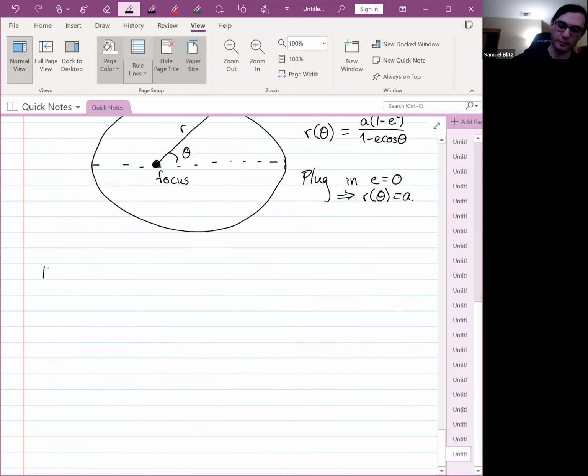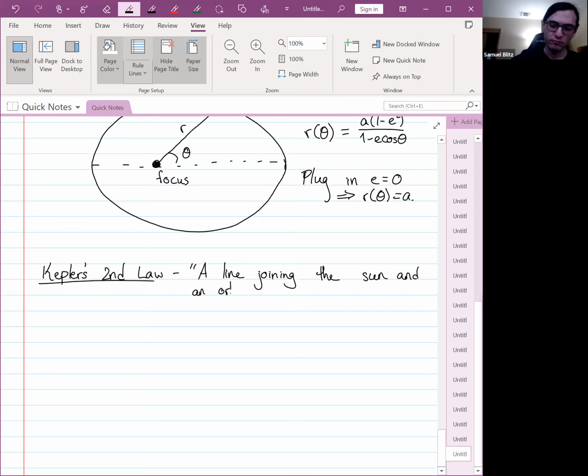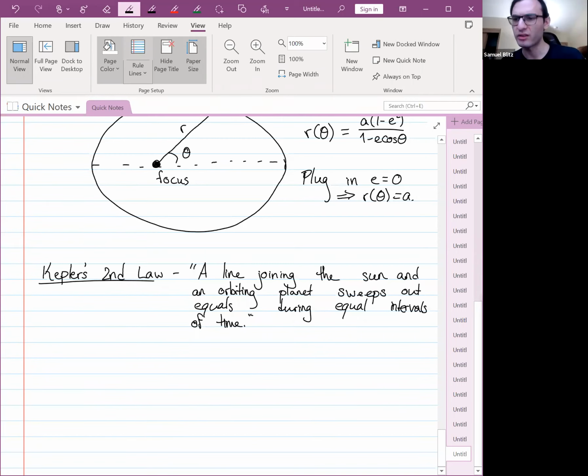So what about Kepler's second law? Kepler's second law seems less intuitive, and indeed, I would say it is. So this is the statement that a line joining the sun and an orbiting planet sweeps out equal areas in equal times. It sweeps out equal areas during equal intervals of time. So as written, you might think that that's just obvious, but think about it for a second.